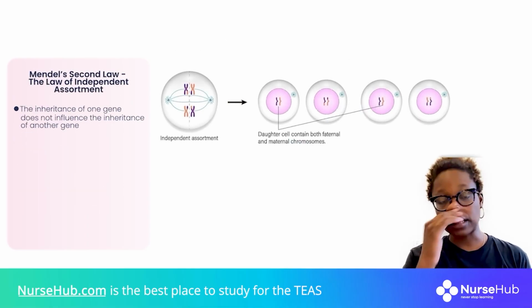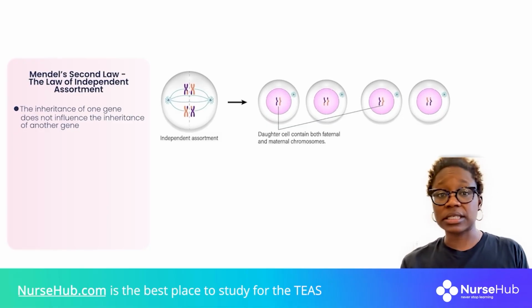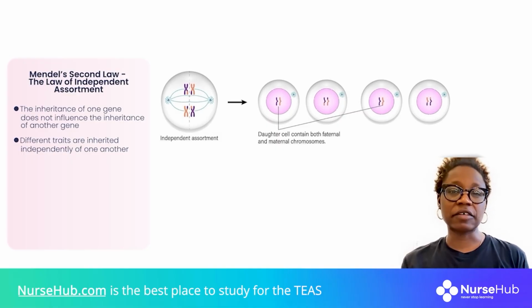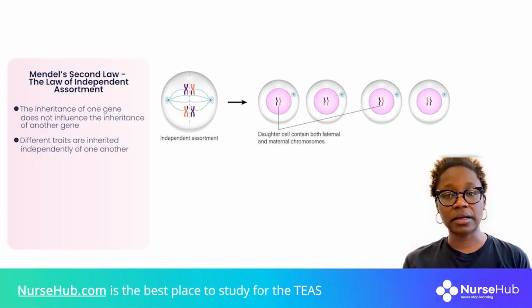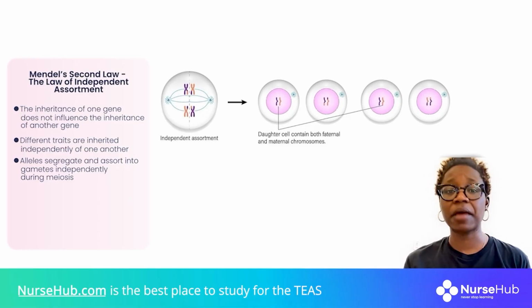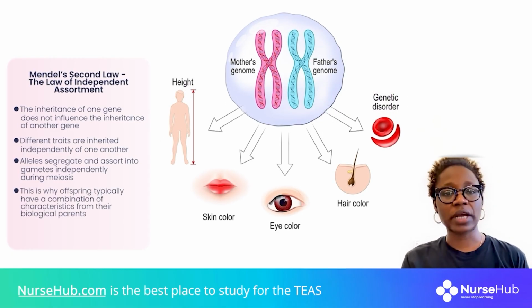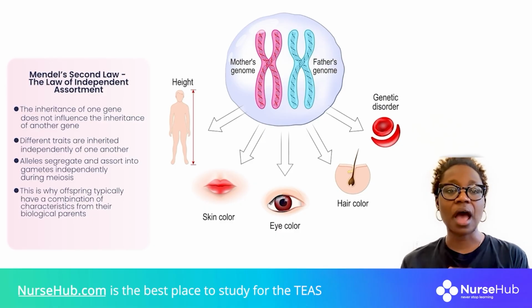The second law, so Mendel's second law, is the law of independent assortment. This law states that the inheritance of one gene does not influence the inheritance of another gene related to something else. Mendel found that different traits, such as flower color and seed shape, were inherited independently of one another. The alleles for different genes segregate and assort into gametes independently during meiosis. This means that the inheritance of one trait does not necessarily affect the inheritance of another trait.